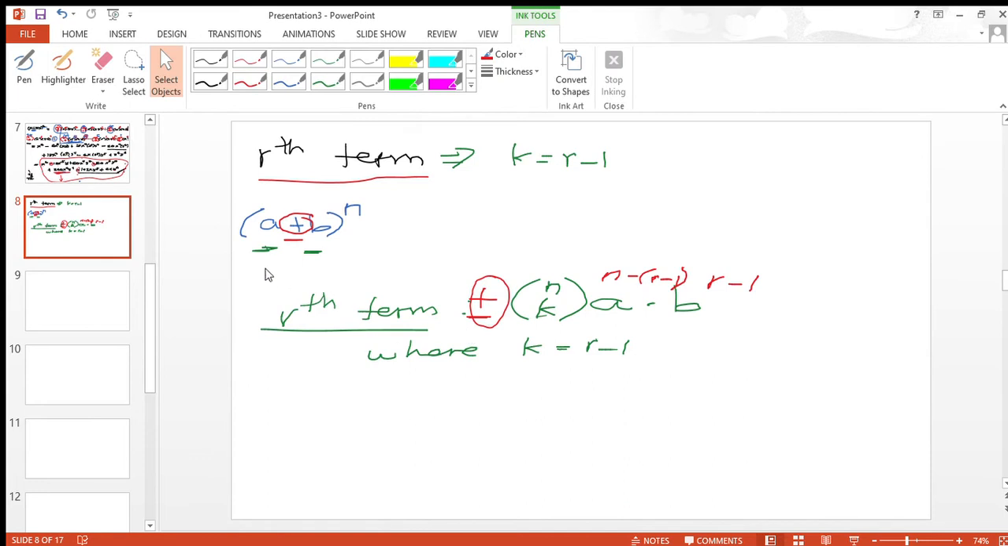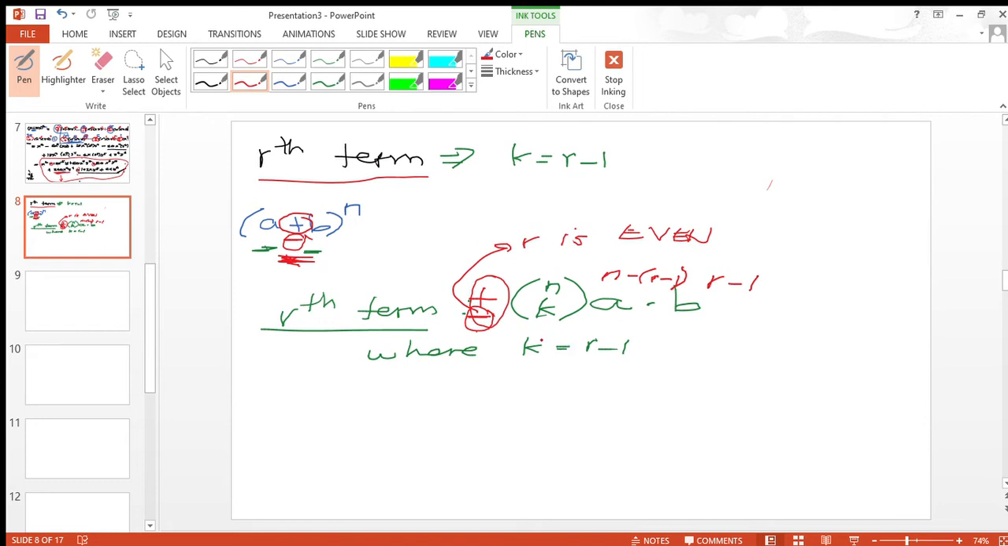Therefore, what can we say? If this is negative, then this will be negative if the position of the term that we're looking at is even. So it means we can say here that this will be negative when r is even. Okay? But that will only happen if this is also negative. Okay? So did you get that? So those are the necessary things that we need.